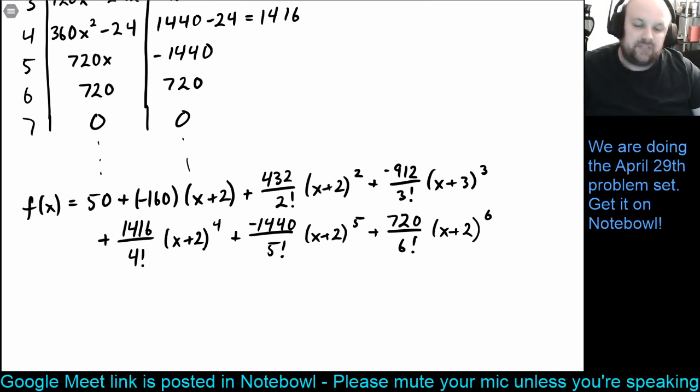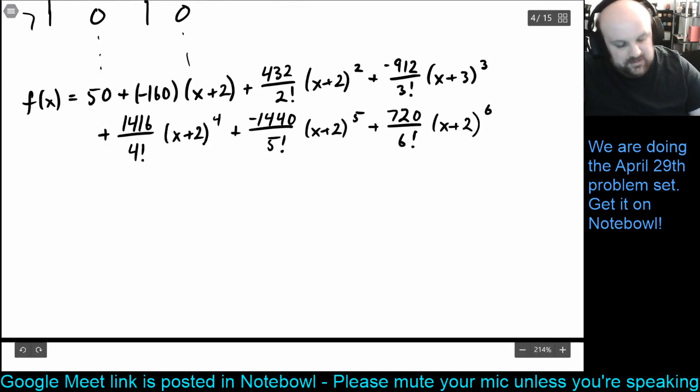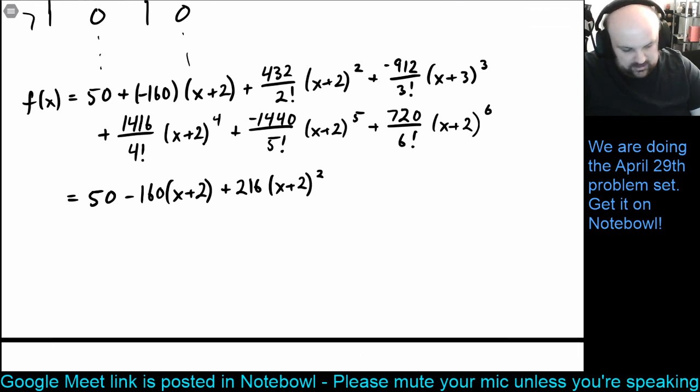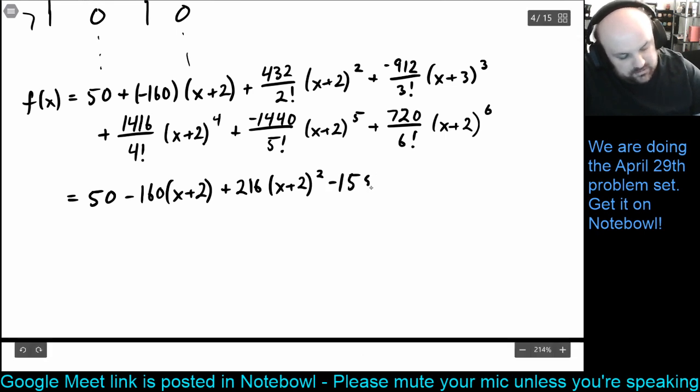Right? So now we get to sort of expand all this stuff out, or simplify this. So we're going to get 50 minus 160 times x plus 2. Let's see, 432 over 2 factorial is 216, x plus 2 squared. 912 over 3 factorial is minus 152. Oops, I don't know why I put a 3 here. It's supposed to be a 2. x plus 2 cubed.